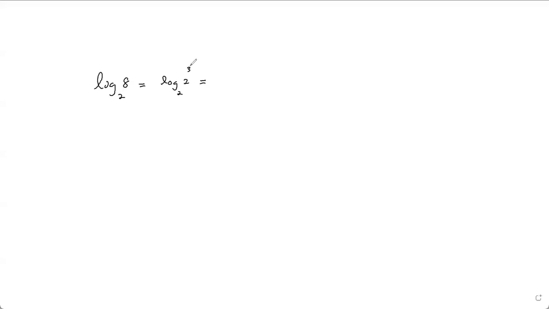And then we can bring the 3 in front. So this becomes 3 times log 2 base 2. And one of the special results says that log A base A is equal to 1, right? So hence log 2 base 2 should be equal to 1. And then we have 3 times 1, which is 3. So that's the answer.